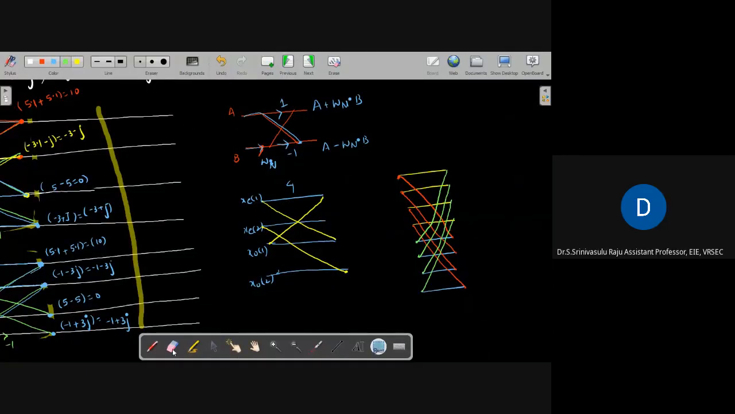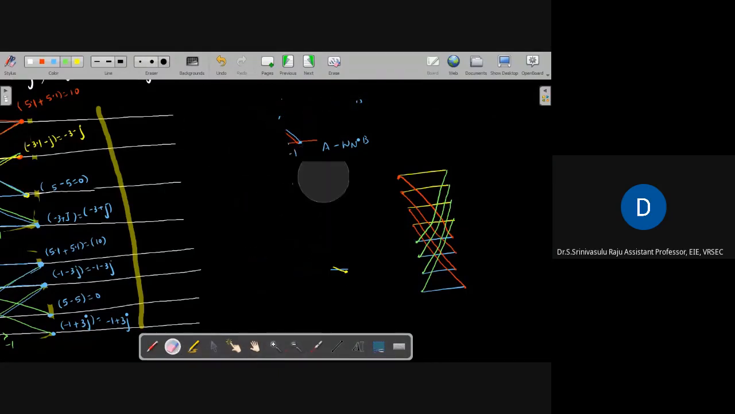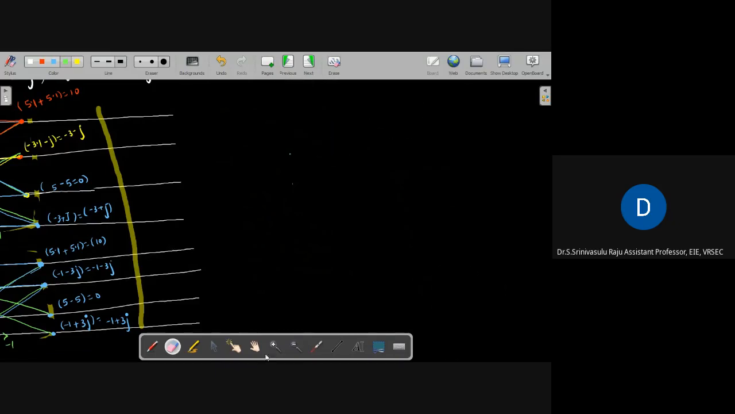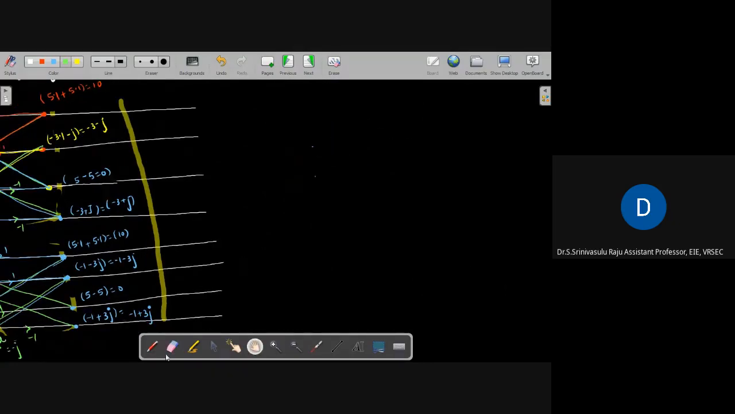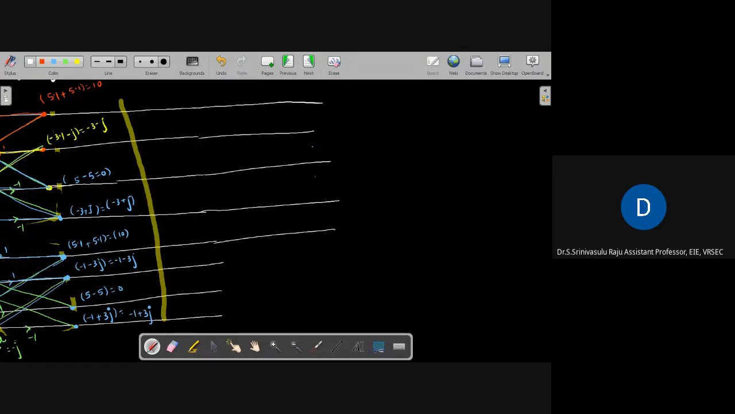Now we need to extend this butterfly, so I am going to delete this one. So we need some extension. So these are the points we have. We have 4 even sequence, 4 odd sequence. So these are the odd sequence. The odd sequence should multiply with W8 of 0, W8 of 1, W8 of 2 and W8 of 3.